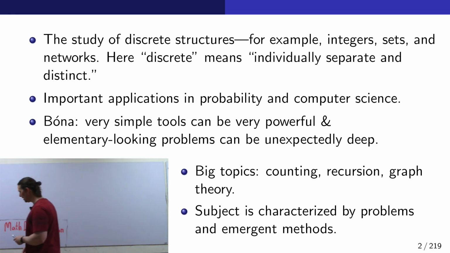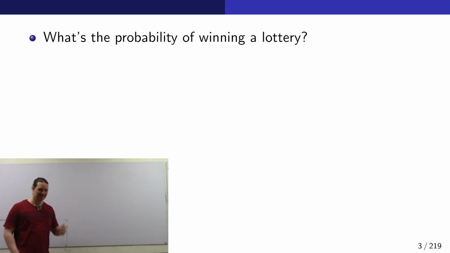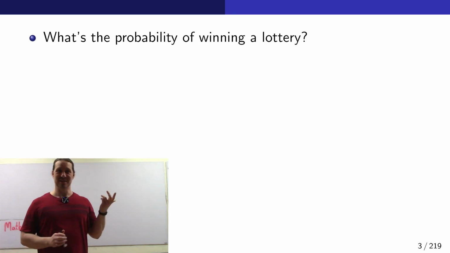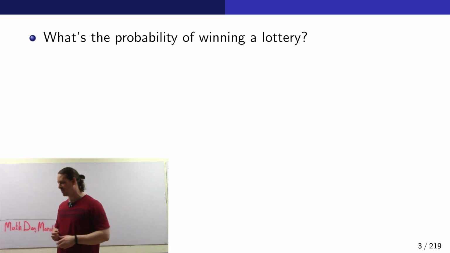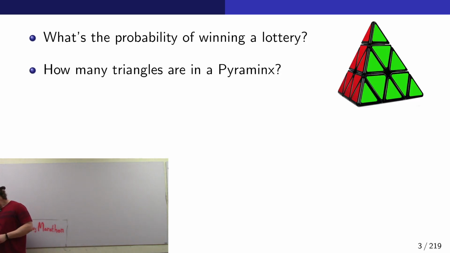So with that in mind, let me state 4 very interesting problems that we won't solve yet, but we'll see solutions of them as we get further along. The first, incredibly common one that many people have thought about is: what's the probability of winning a lottery? We can answer this with discrete math and with counting. That's something we'll definitely do later on. Ryan will talk to us about that.